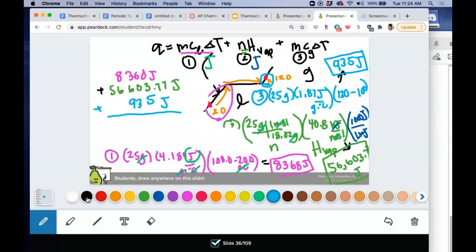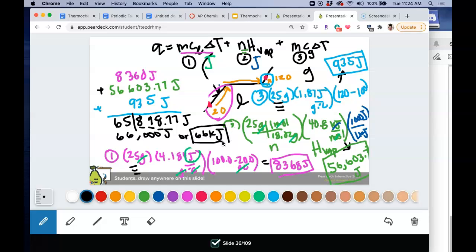Okay, so you get something like 65898.77 joules. Now, I'm going to go off of the masses. I know it can get confusing, but let's just do 2 sig figs, okay? So this would be 66,000 joules or 66 kilojoules. Notice this number is positive, meaning this process is endothermic. You have to put this much energy in if you want to change water starting at 20 degrees Celsius and heat it up to 120.